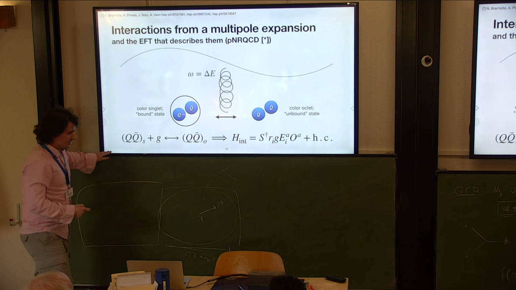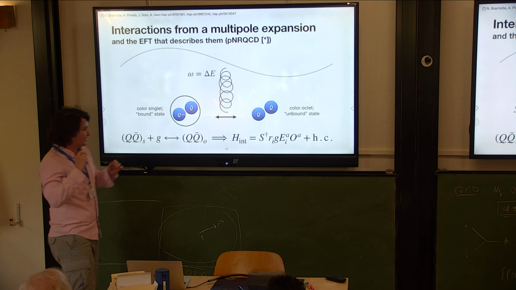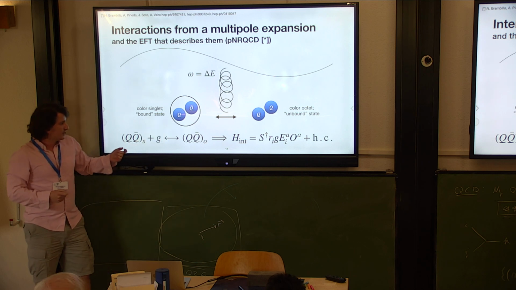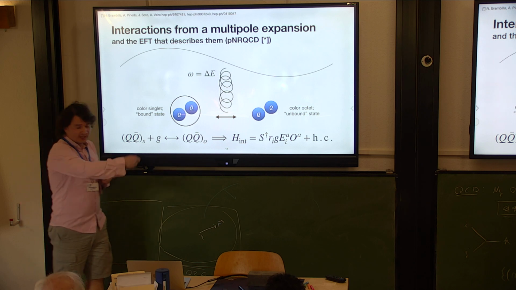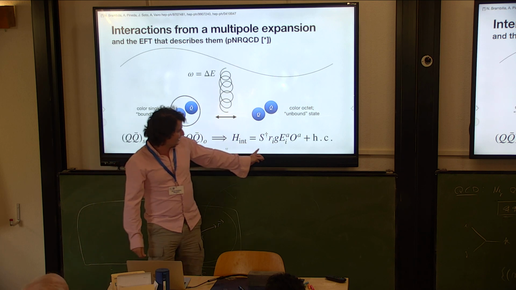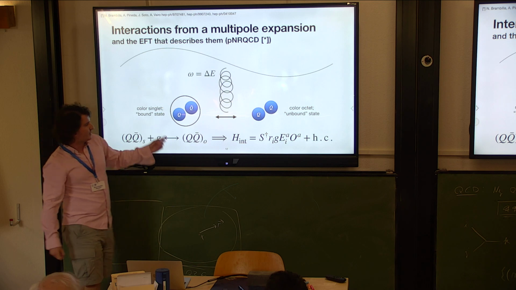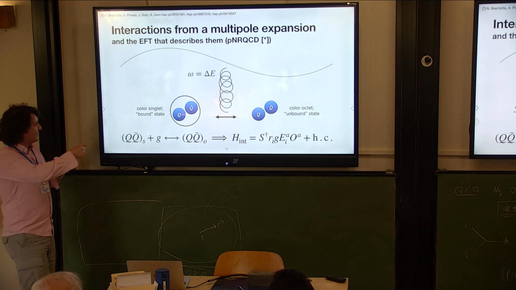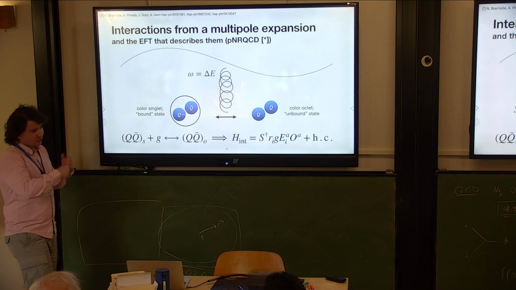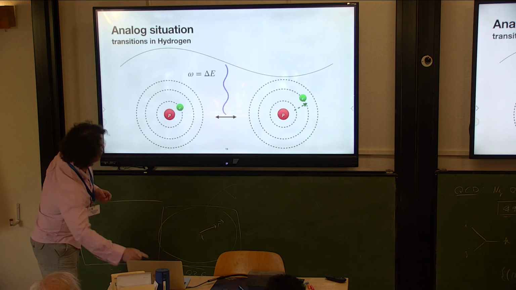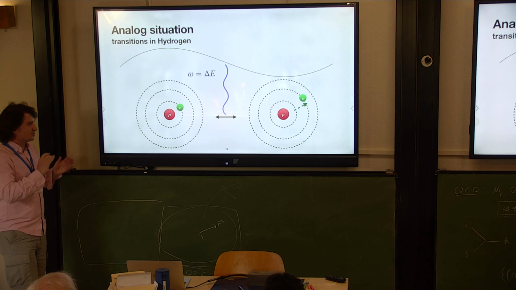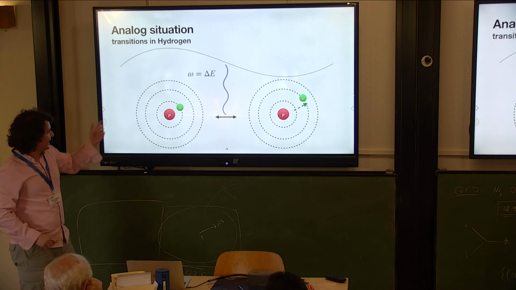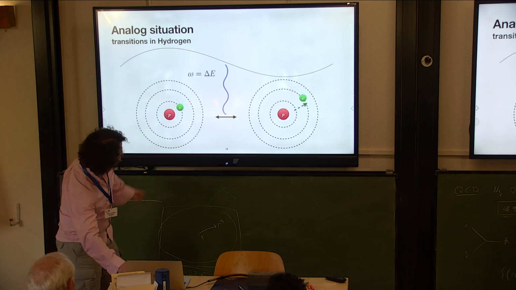Of course, you have interactions. It's not like the medium doesn't interact with the QQ-bar pair. But in the limit where the bound state is small, you can do a multipole expansion of the gauge field and get transitions between singlet and octet states by emitting or absorbing a gluon into the medium. That way you can make the bound state get dissociated or recombined. By the way, this is intuitively the same as what would happen in a hydrogen atom. You have the force carrier mediating an energy level transition.